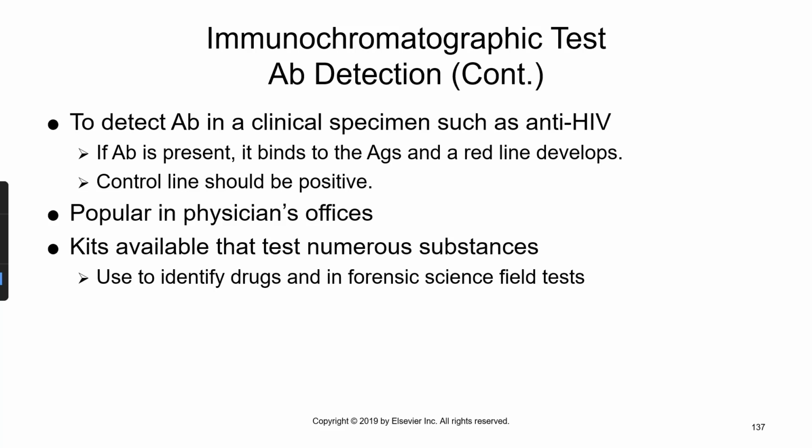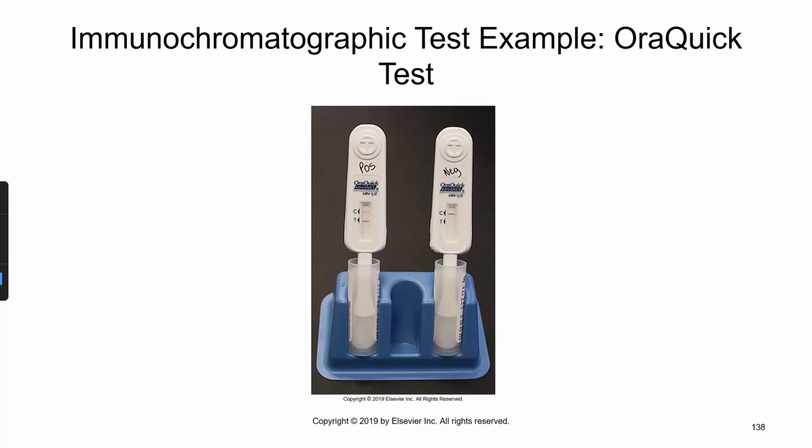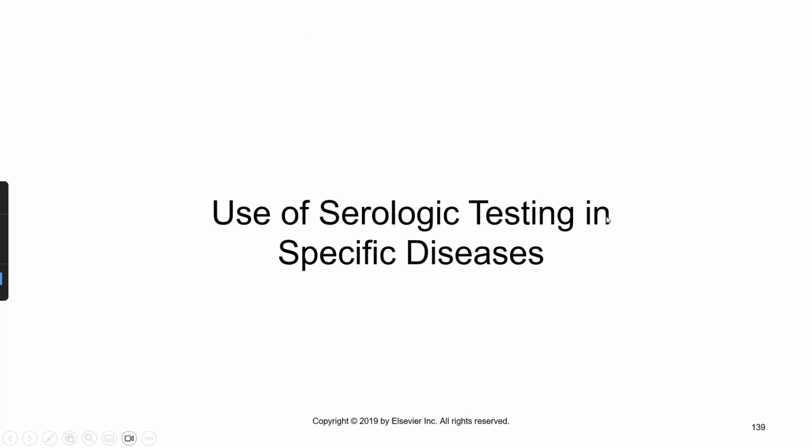It's very popular in physicians' offices, and kits are available that test numerous substances, even over-the-counter kits. So this is something like what you'd see with the COVID test. Basically, you put the specimen in here, and it's going to be wicked up through capillary action. As it goes up through here, the control line will turn positive because it captures that antibody. But the test line will only turn positive if the antibody that we're testing for is present.